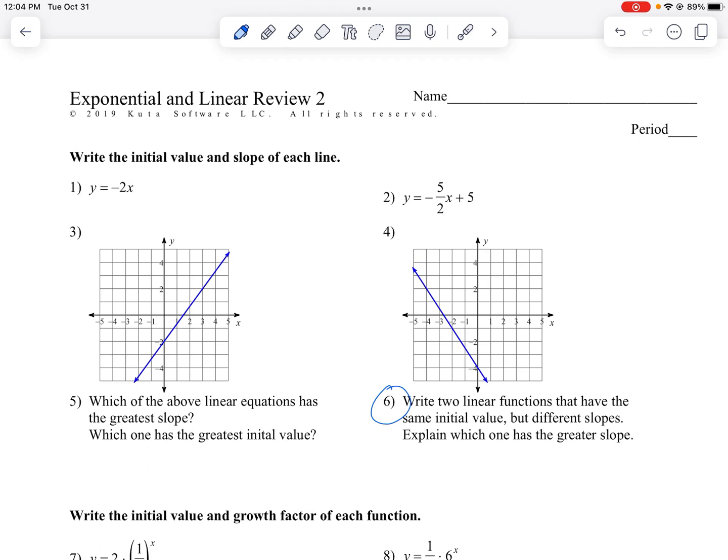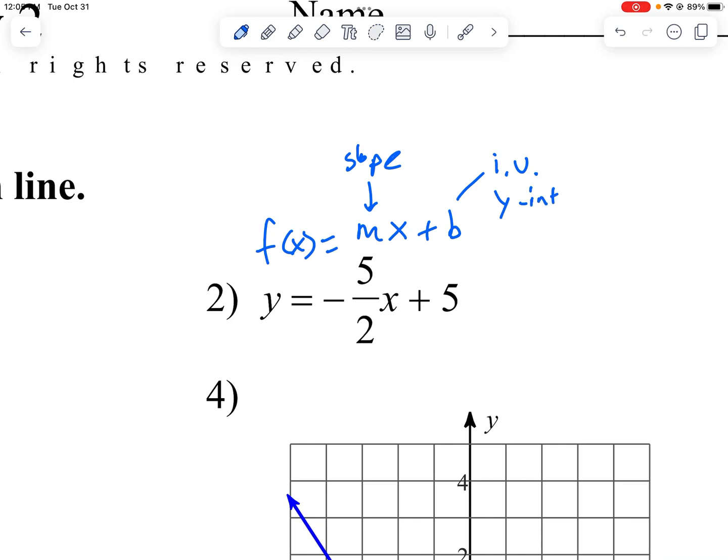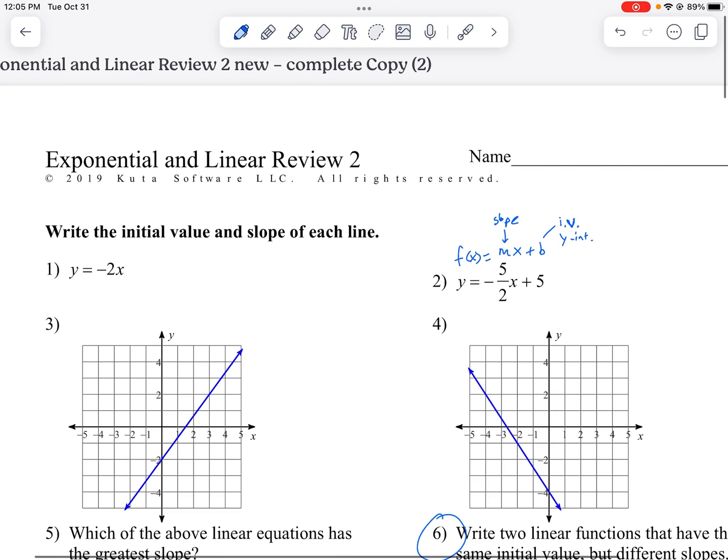So a few things to remember. On the linear equations, often you see y equals, and that's the same as f of x equals, and then it's of the form mx plus b. The m is the slope, and then the b is the initial value, or y-intercept. We have multiple names for that: initial value, y-intercept, starting value, all those sorts of things.